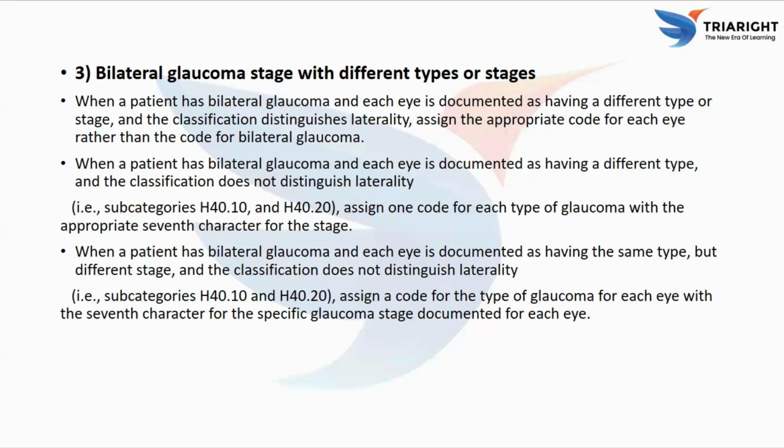So what is the example over here? If there is a right eye with unspecified open angle glaucoma in the mild stage, you have to assign the code H40.10x1. Whereas in the left eye, if there is an unspecified open angle glaucoma with the severe stage, you have to assign code H40.10x3. So even though the type is the same, the stage is not the same, right? You have to assign two codes. So what is the key concept here? If laterality is not supported, then for the same type but different stage, you still have to give two codes. So this is the third guideline under glaucoma.